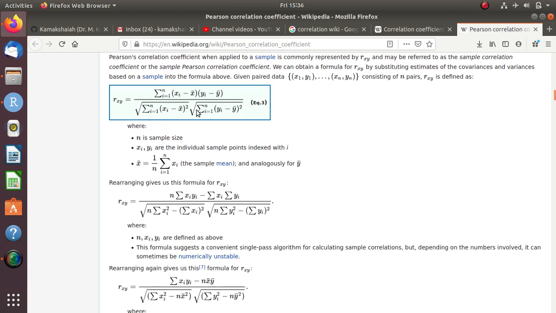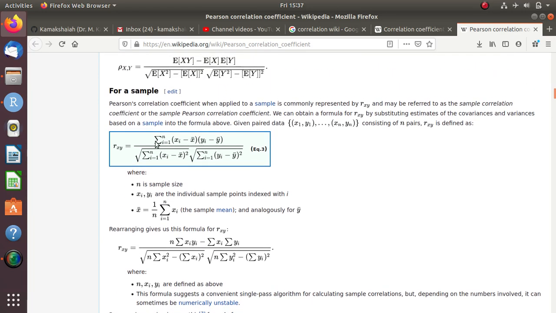This is actually the sample correlation. Covariance is xi minus x bar multiplied by yi minus y bar. The xi is the value of variable x, and yi is the value of variable y. The mean is subtracted from each value of x, and that amount is multiplied with the corresponding value of y.